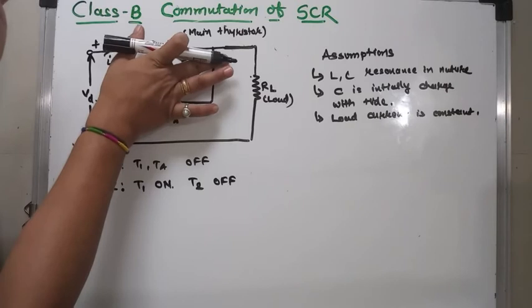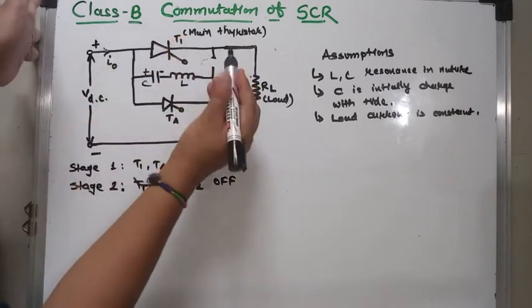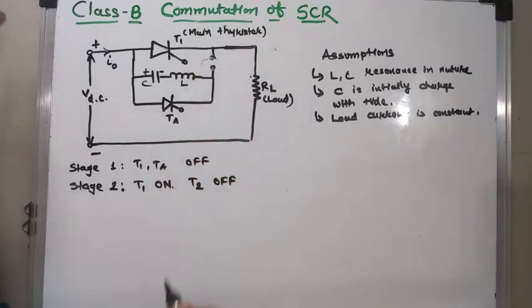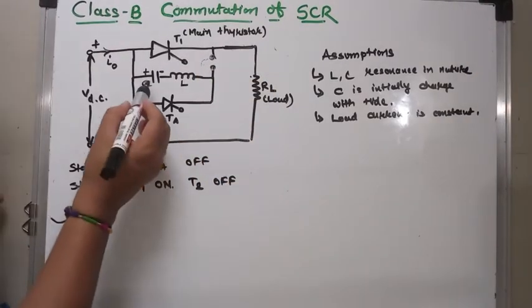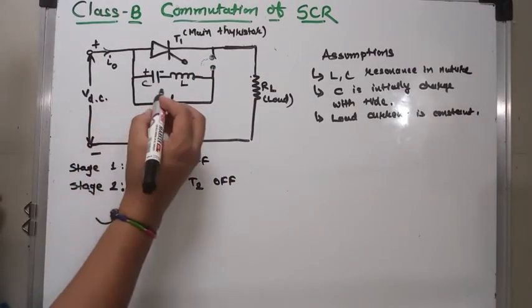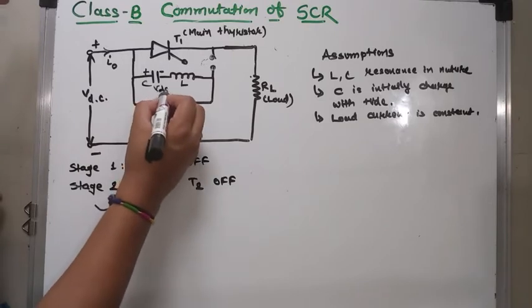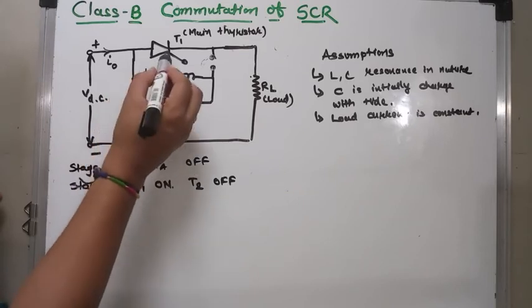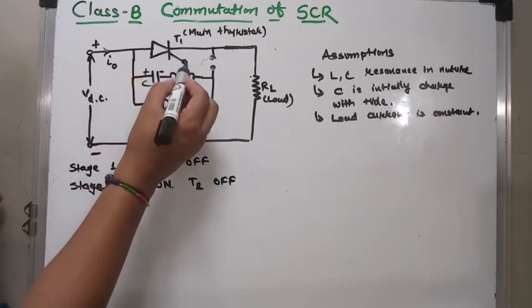So the diode acts as an open circuit. You can say it like this. The diode is now reverse biased, meaning it acts as an open circuit, and your capacitor is still fully charged at VDC. So there is no path for the capacitor to discharge, and as T1 is turned on by applying the gate pulse.